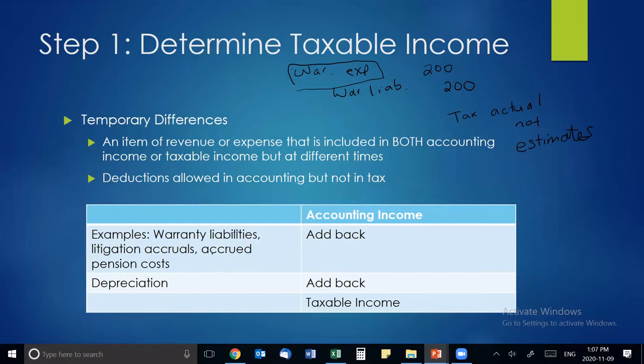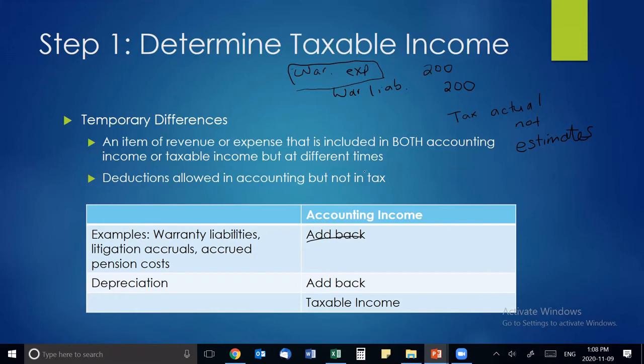So I can quickly tell you that for accrued pension expenses, you have to do a journal entry for how much pension expense is going to be, but that's not the same as how much money you're actually putting into the pension. So whatever cash is being paid out is what actually goes into taxable income. Because you've recorded this as an expense and this $200 has decreased the accounting income because it's a deduction, you have to add that back.